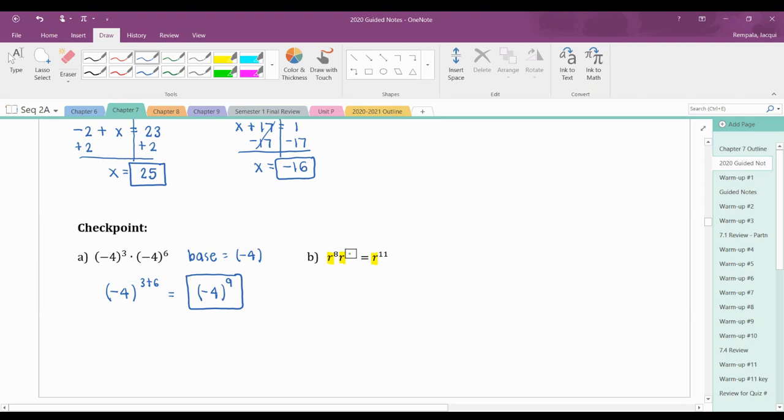In the next one, notice that all of the bases are the same. My goal is to figure out what this exponent is. I'm going to call that X. So in order to ignore the bases, I have to add the exponents and set it equal to this other one. So notice that I need to subtract the 8 to get it to the other side. So that gives me an exponent of 11 minus 8, which is 3. So 3 is my answer.